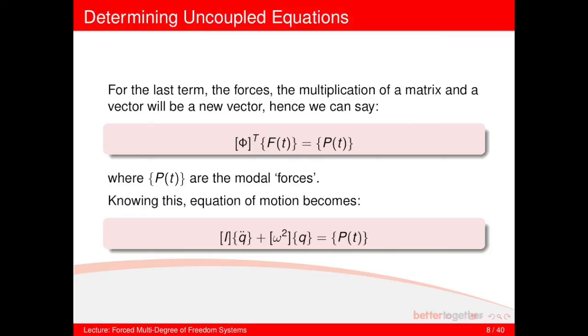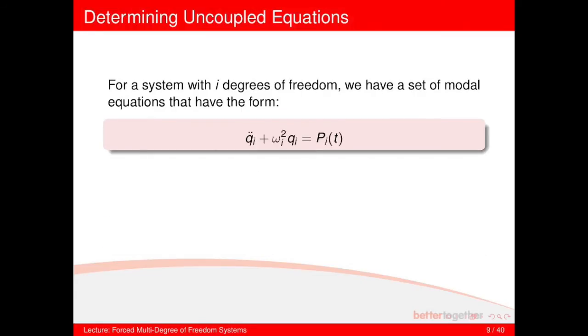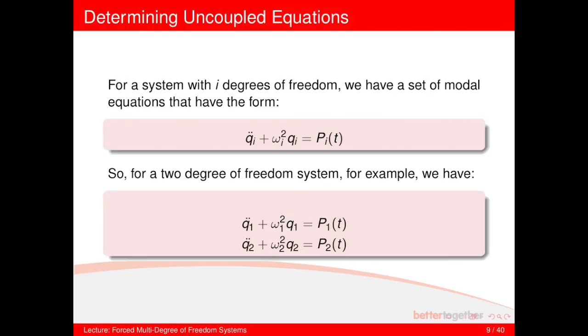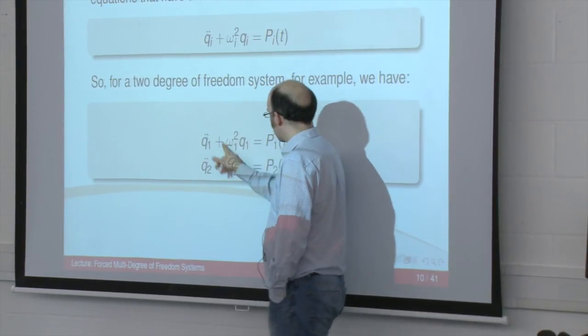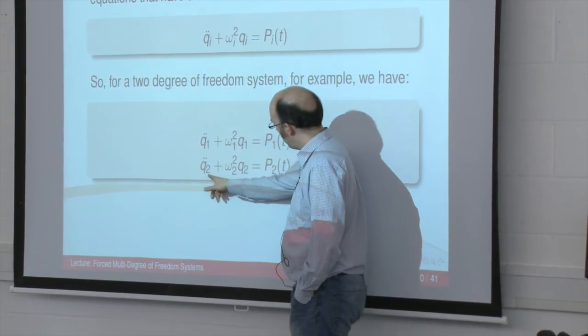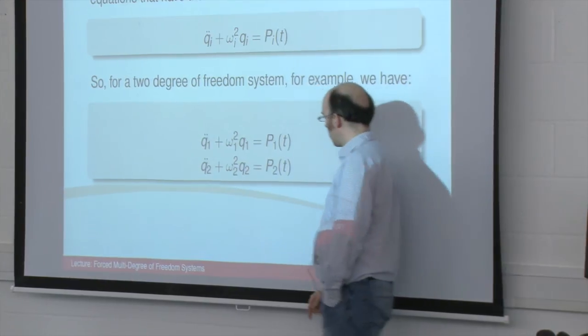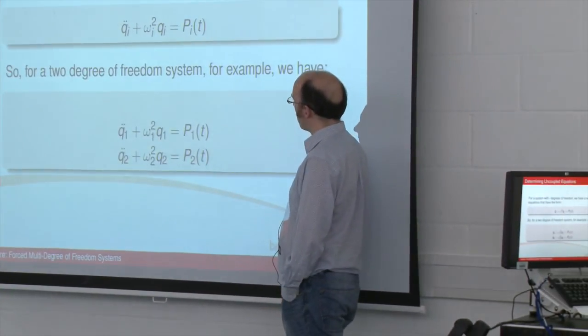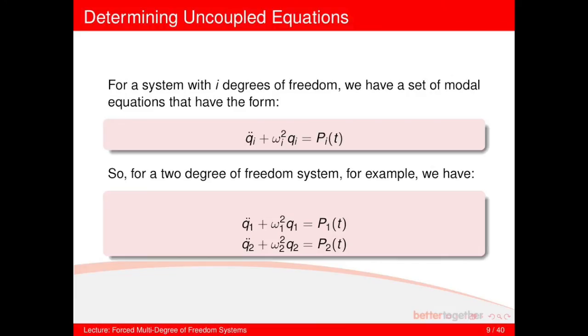Now if we were to write that out for 2 degrees of freedom, we end up with equations that look like this. This is for i degrees of freedom, and so for 2 degrees of freedom you end up with this. You've got q1 double dot plus omega 1 squared q1 equals p1 of t, and q2 double dot plus omega 2 squared times q2 equals p2 of t. For undamped systems, they will always have this form. We'll talk about damping later, but they will always have this form.